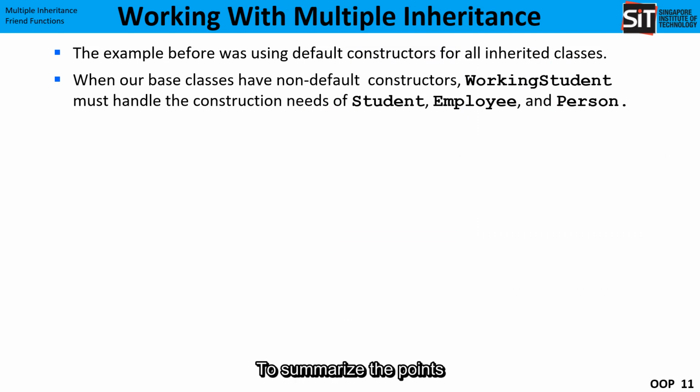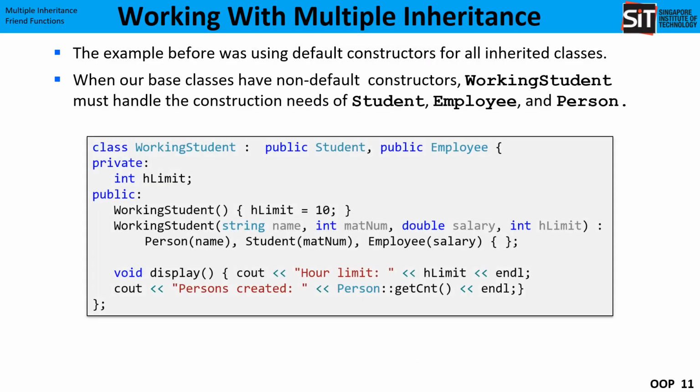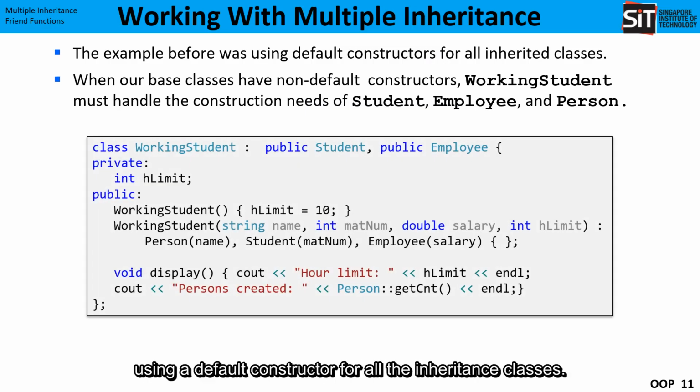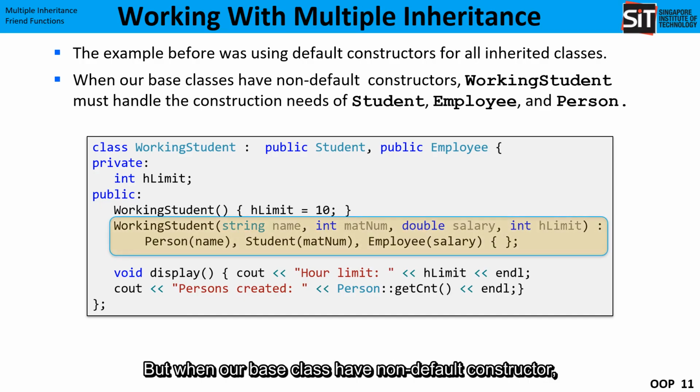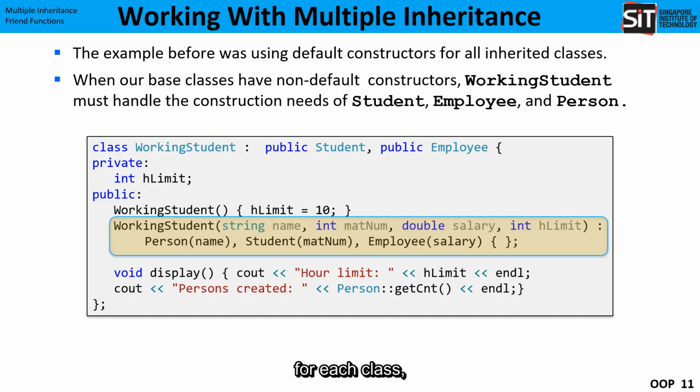To summarize the points about working with multiple inheritance, the example before was using a default constructor for all the inheritance classes. But when our base class has non-default constructors, working student must handle the construction needs for each of the classes, like student, employee, and the person.